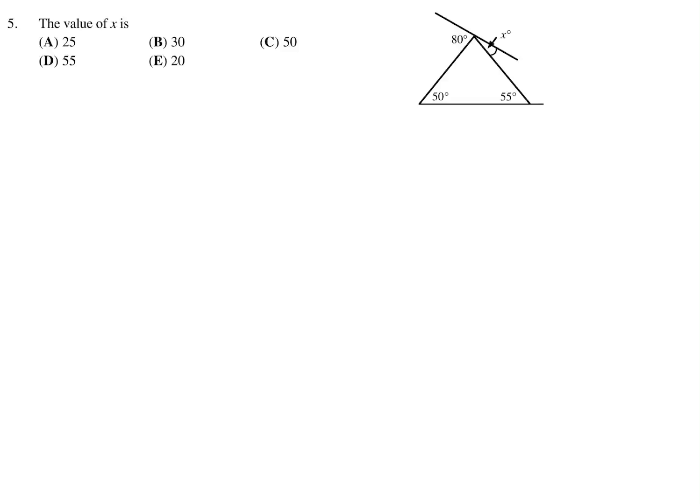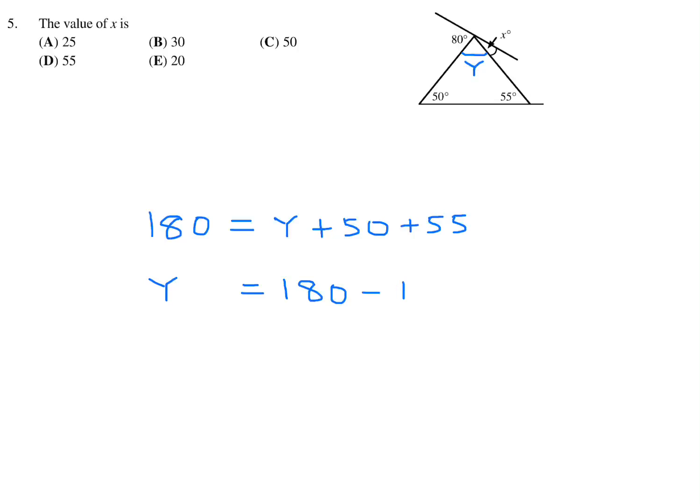The value of x is. Okay? The first thing I noticed is I'm going to label this here y. And therefore, since the sum of the angles of a triangle are always 180, y plus 50 plus 55 is going to be 180. So if you solve for this, you'll get y is equal to 180 minus 105, and therefore y is equal to 75.